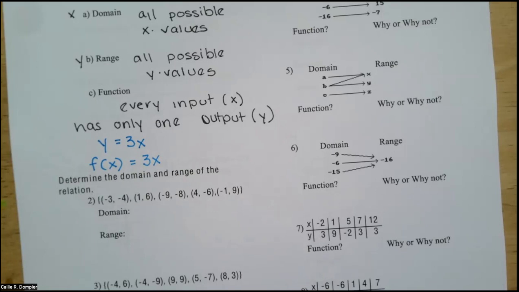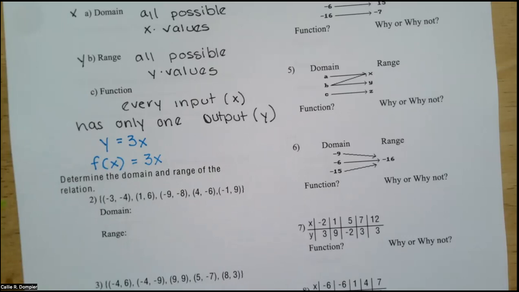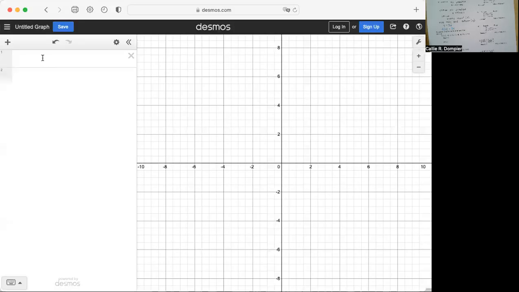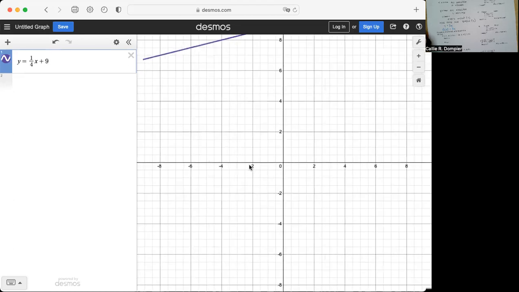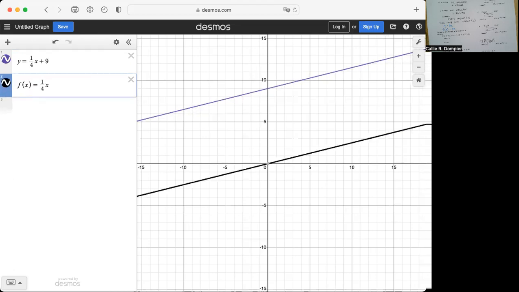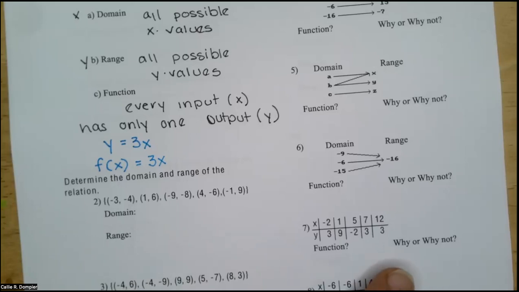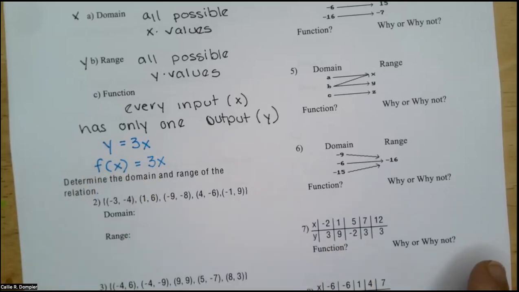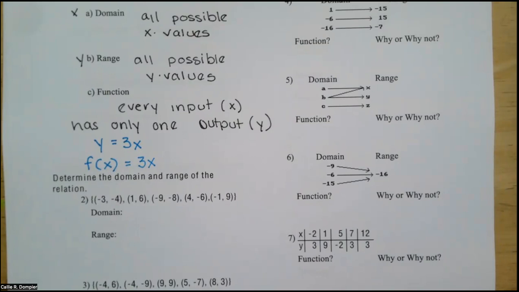All right. It is even possible to graph these, right? Y equals, let's do 1/4 x plus 9. Good. F of x, same thing. Okay, so is it a function or not? If it's a function, you can say y equals 3x, or you can say f of x equals 3x. All right. For it to be a function, every input has only one output.